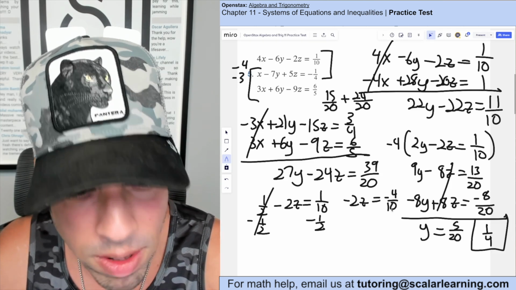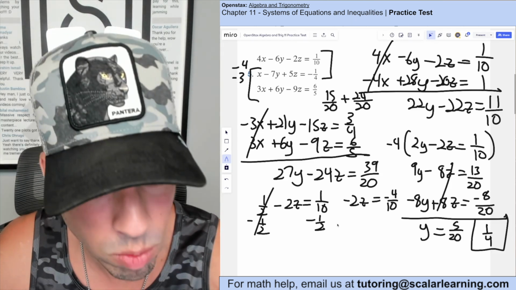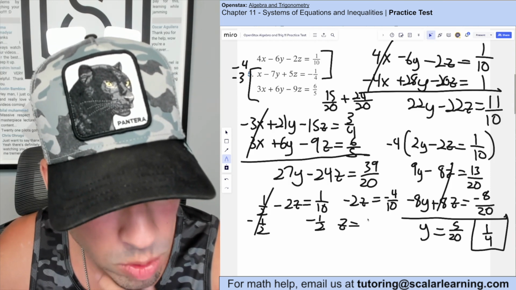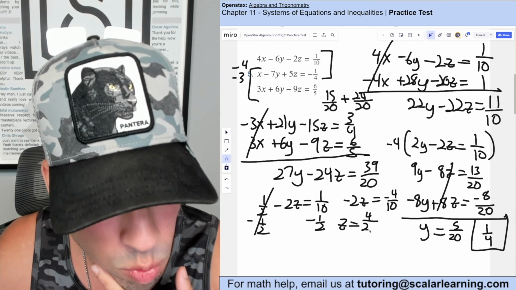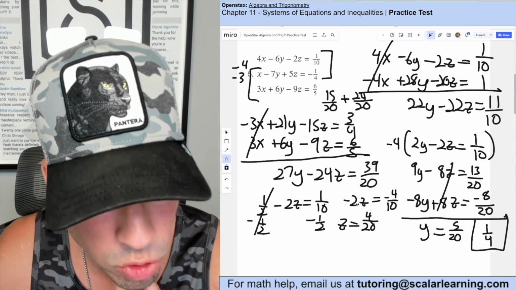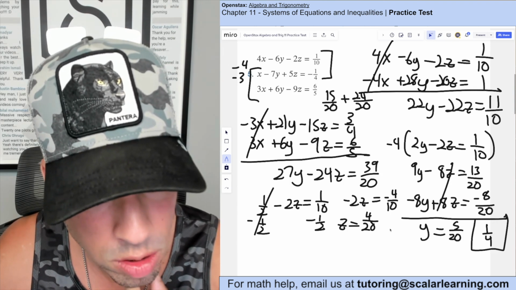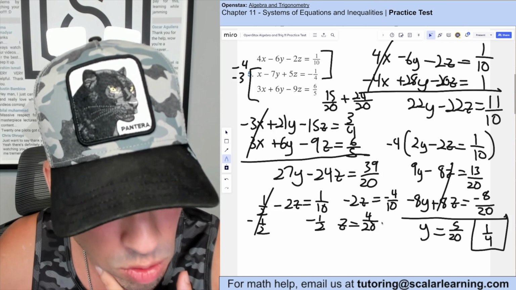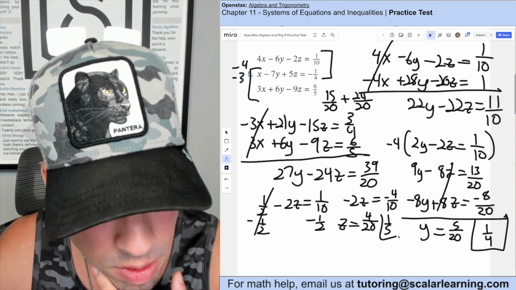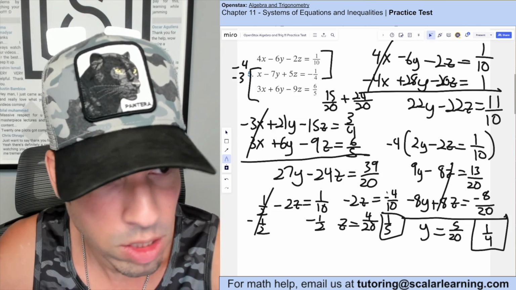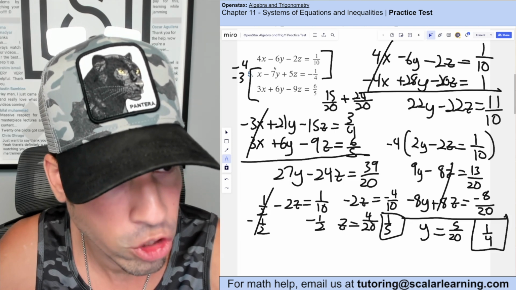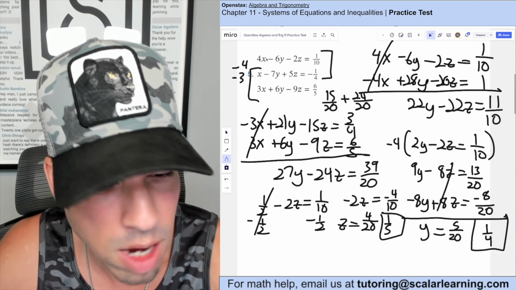Okay, and then last but not least, divide by negative 2 means multiply by negative 1/2, and z would equal 4 over 20, right? The negatives cancel out, 4 over 20, which reduces to 1/5. So z is 1/5. Now I want to solve for x, so I'll plug these values into any of these three equations. Let's just do the top one just for fun.